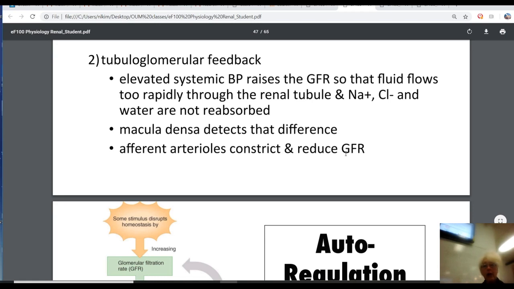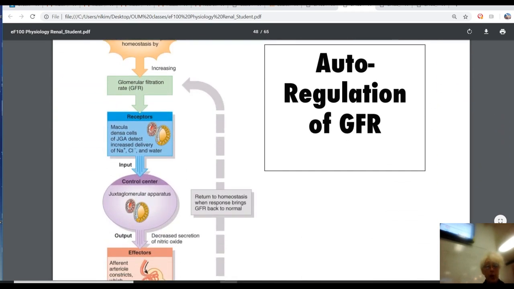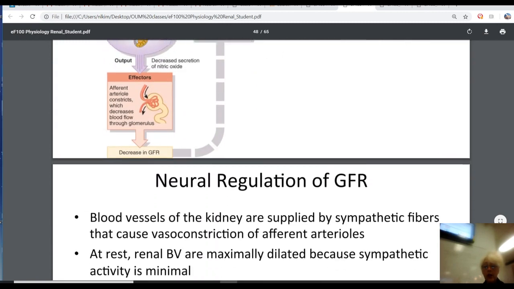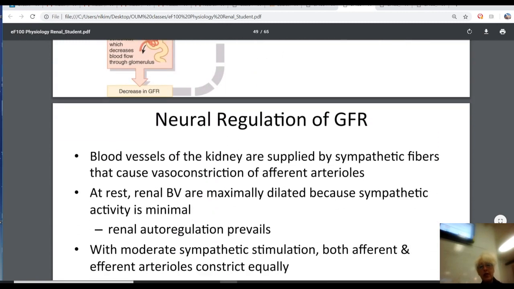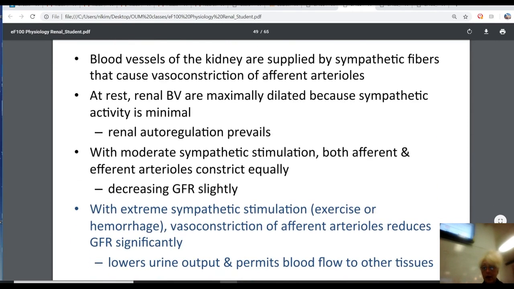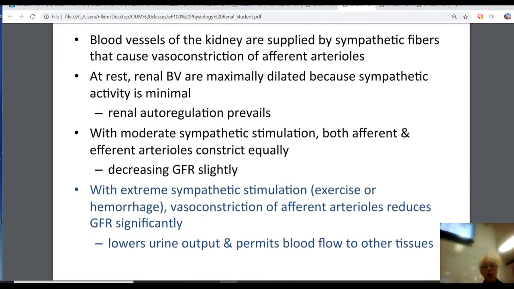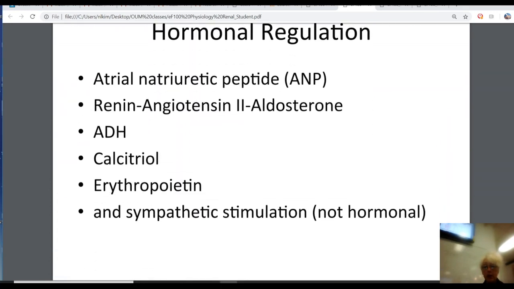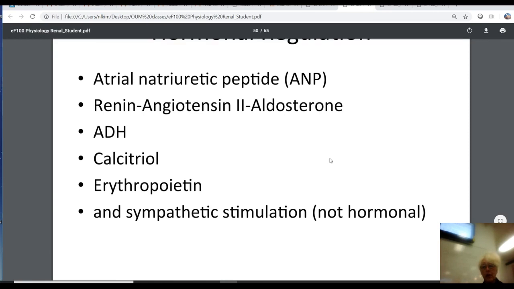So if you have elevated BP, then the tubules, sodium and chloride, are not going to be reabsorbed. Water will not follow. And the constriction of the arterioles is going to reduce the GFR so that our blood pressure will drop. Because when one constricts, the other opens. So if afferent constricts, efferent opens, and therefore reduces the GFR. So all this autoregulation is done through hormonal feedback, through specialized cells.